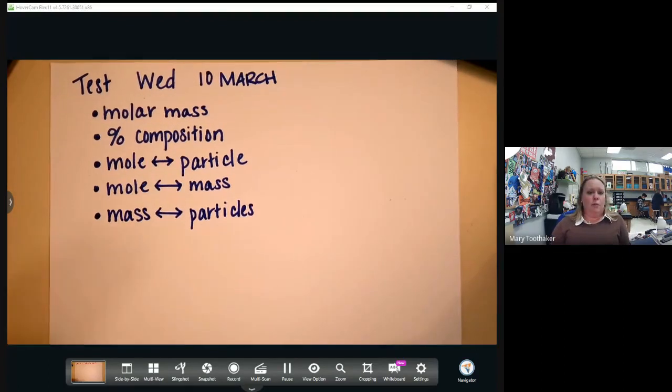Okay, these are the things that are going to be on the test. Molar mass, we have already done. Percent composition, we have already done. Mole particle conversions, we have already done. We're going to do mole mass conversions today. And then, of course, mass to particles on Thursday. If you are comfortable with all this, everything is assigned. You can feel free to work ahead.